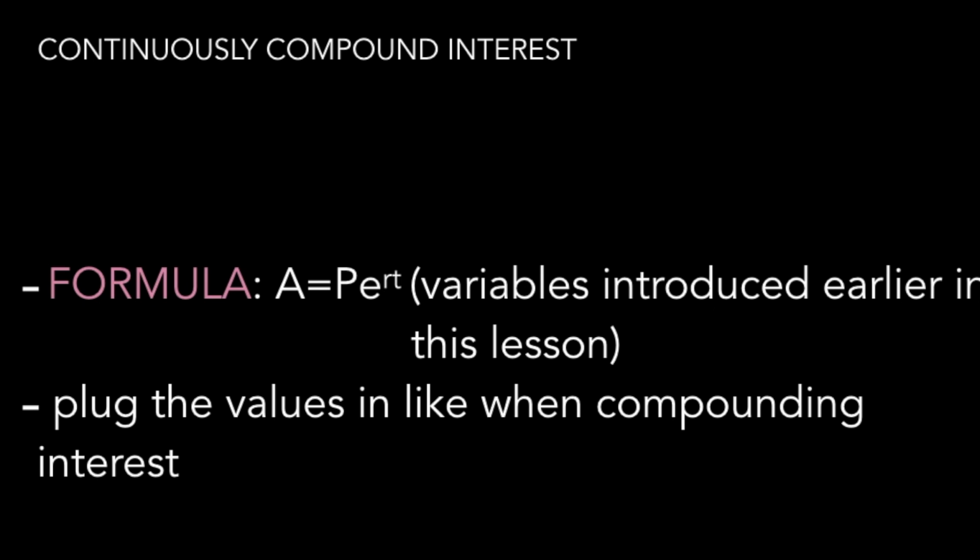The formula for continuously compounded interest is A equals P e to the power of rt. The variables were introduced earlier in this lesson. To find the continuously compounded interest, plug in the variables just like when compounding interest.